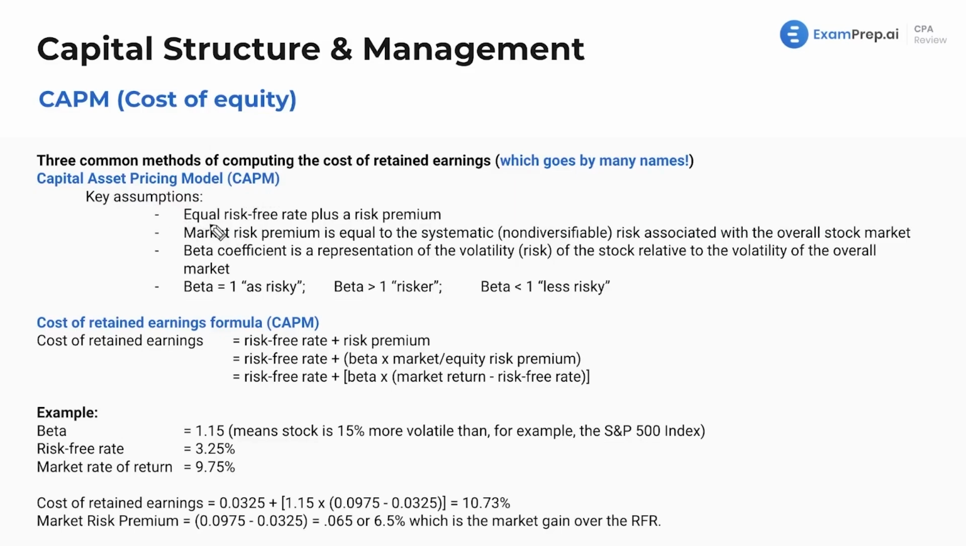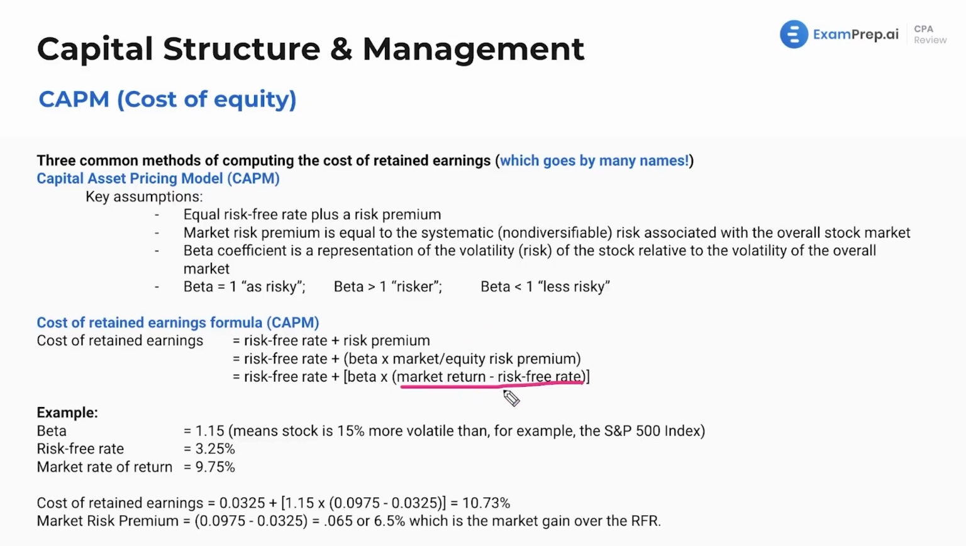Now, key assumptions: the cost of equity equals the risk-free rate plus a risk premium. So that's just saying we assume that we have a risk premium, a market risk premium, and if it says risk premium, that's also the same as market risk premium, just doesn't have the word market in it. The market risk premium is, let's talk about some terms that we saw in our risk management lesson, the systematic or non-diversifiable risk associated with the overall stock market, and that's the market return minus the risk-free rate. This is our market risk premium. Also, you can see here it's called our equity risk premium.